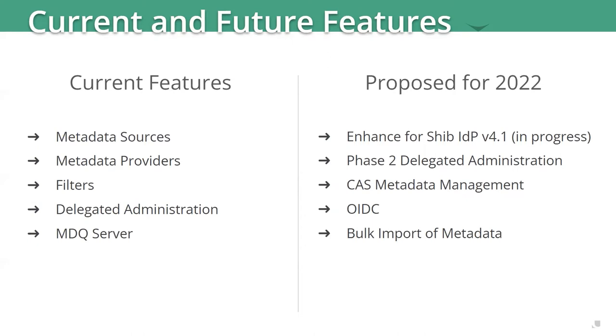A couple of other things that we've been asked to look at and that we're extremely interested in pursuing are the different types of metadata that are available for use in the SHIB IdP, particularly the CAS service metadata and the OIDC metadata, providing something very similar to what we have for the SAML metadata for those particular protocols.